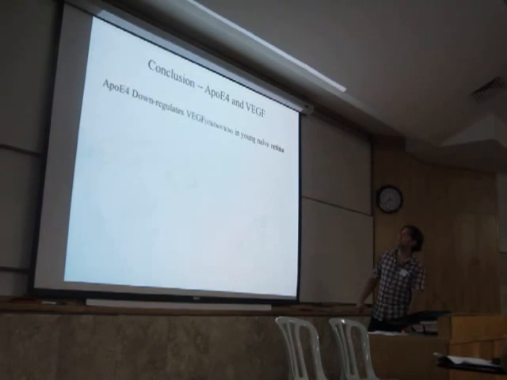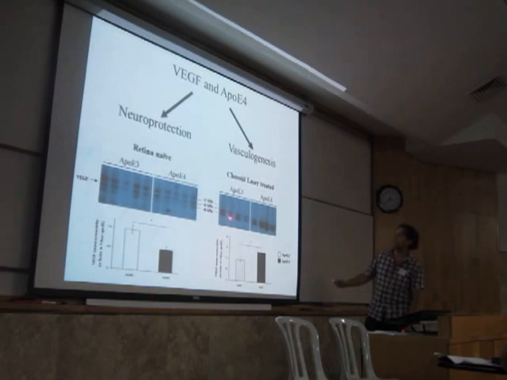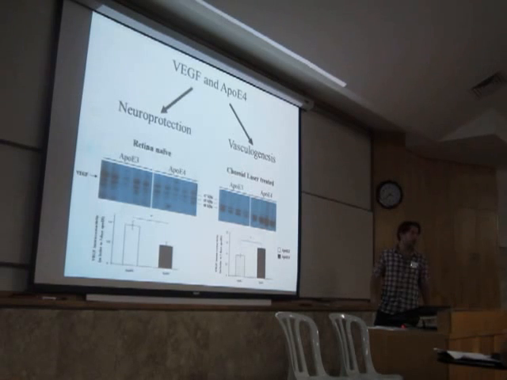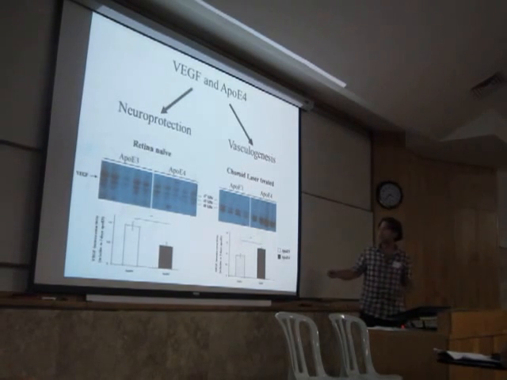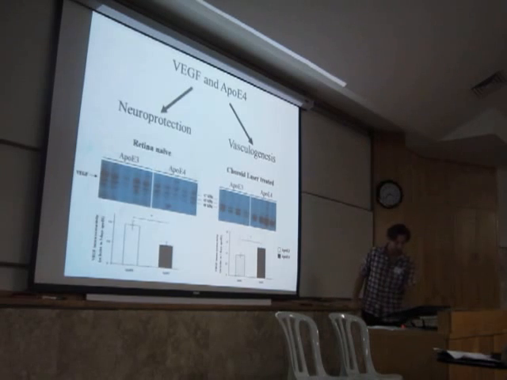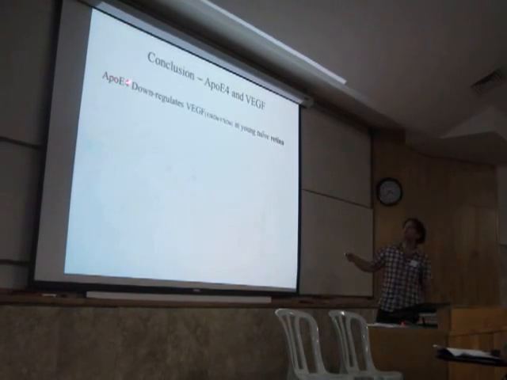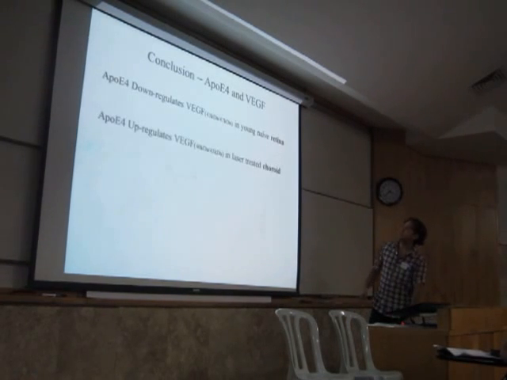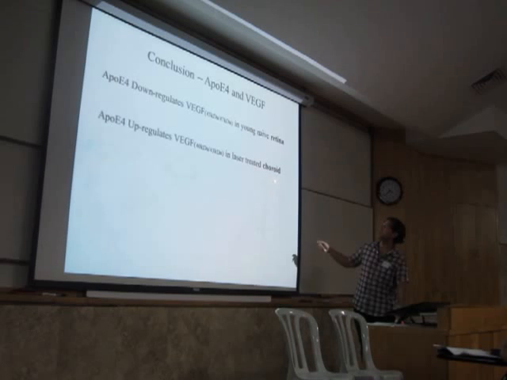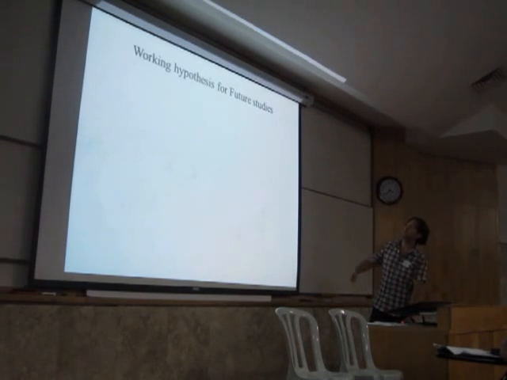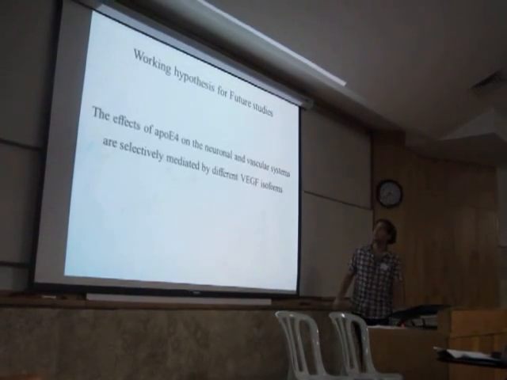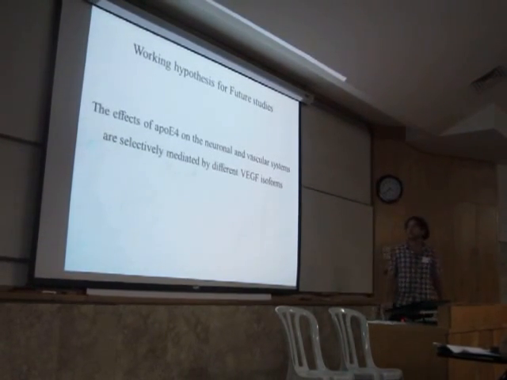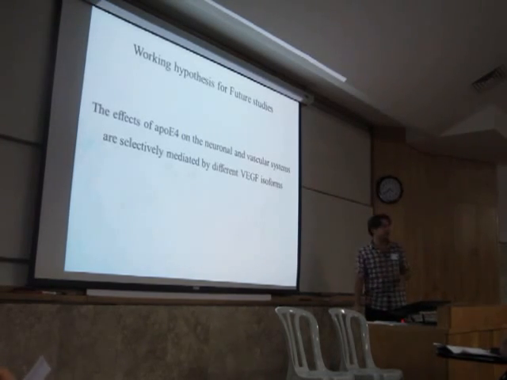Then to conclude this, just one important point. We saw that the lanes didn't look the same in the retina and the choroid, which makes us think about different isoforms. And we see that ApoE4 downregulates VEGF, the specific isoforms 43 and 47 kilodalton, in young retinas, and upregulates different VEGF isoforms in the laser choroid, which leads us to conclude for future work that our hypothesis is that the effects of ApoE4 are neuronal and vascular, and are differentially and selectively mediated by different isoforms of VEGF.